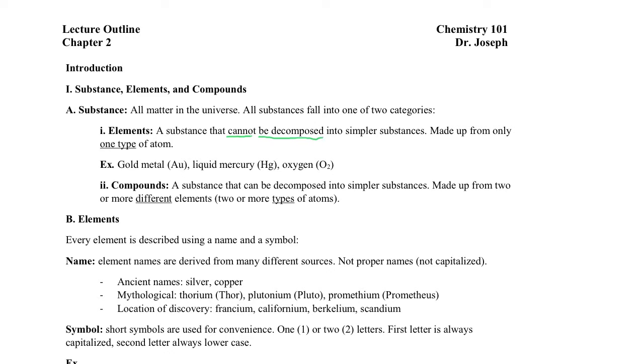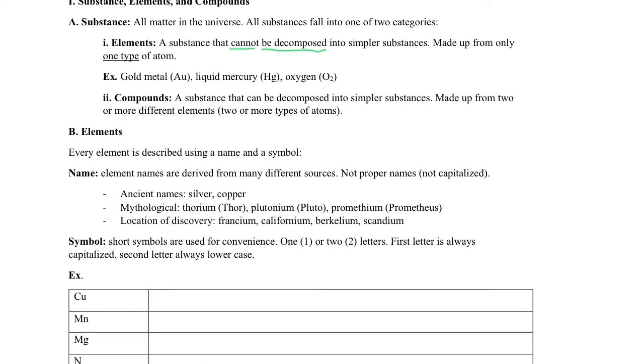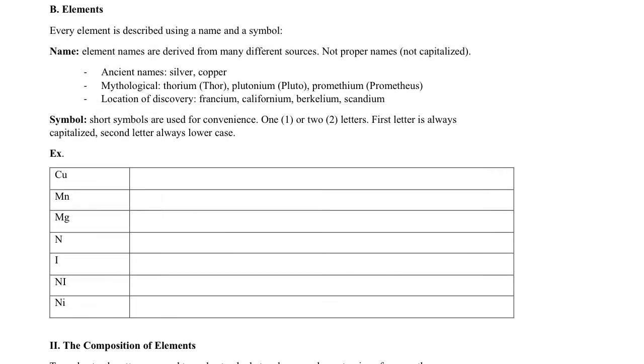Every element is described using a name and a symbol. For example, gold is also described as the symbol Au. These symbols are unique for every element so that we don't have any ambiguity about which element we're discussing. Let's go take a look at some of those symbols and see what they mean.